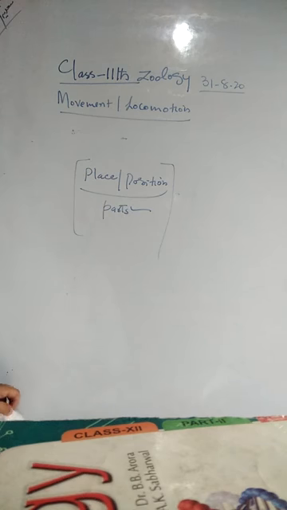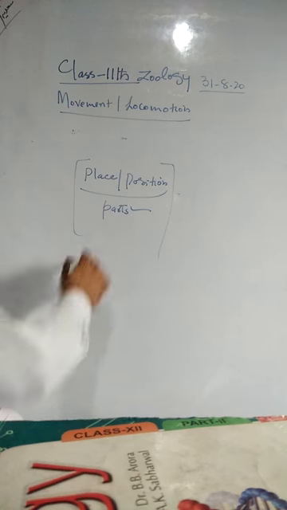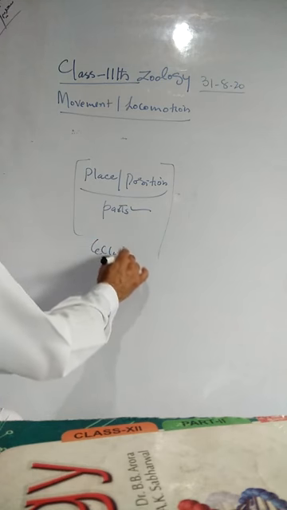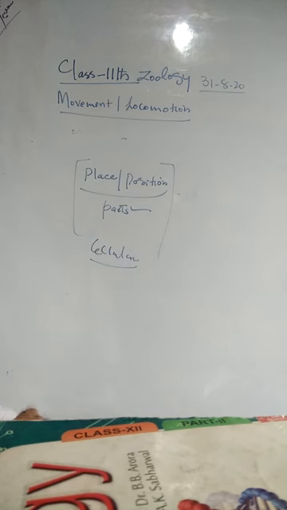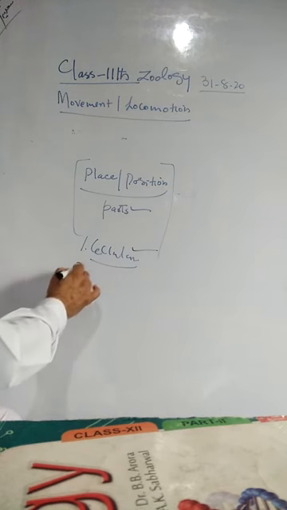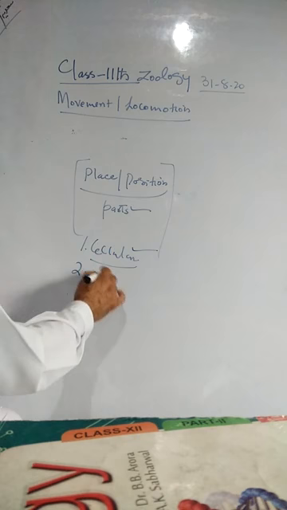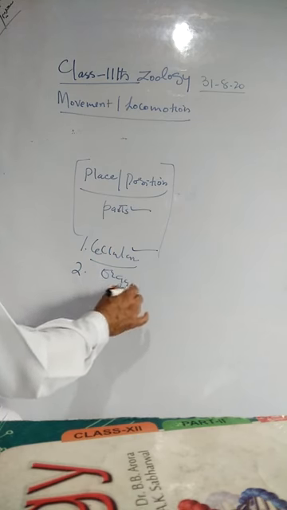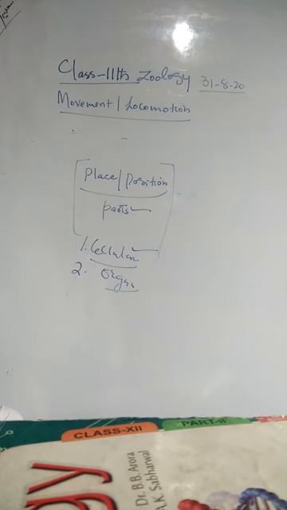Movement may occur at the cellular level. For instance, cytoplasmic movement or cyclosis in cells and swimming of gametes. This is cellular level movement. But movement can occur at the organ level also, such as heartbeat and rotation of the eyeball.